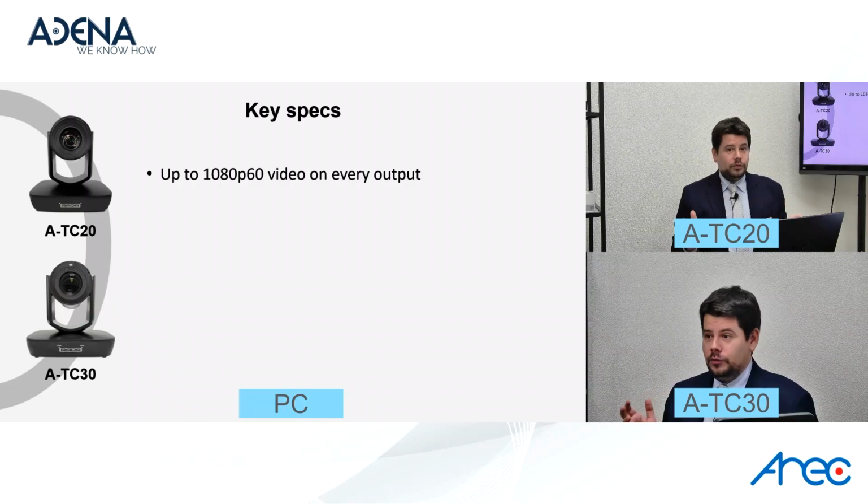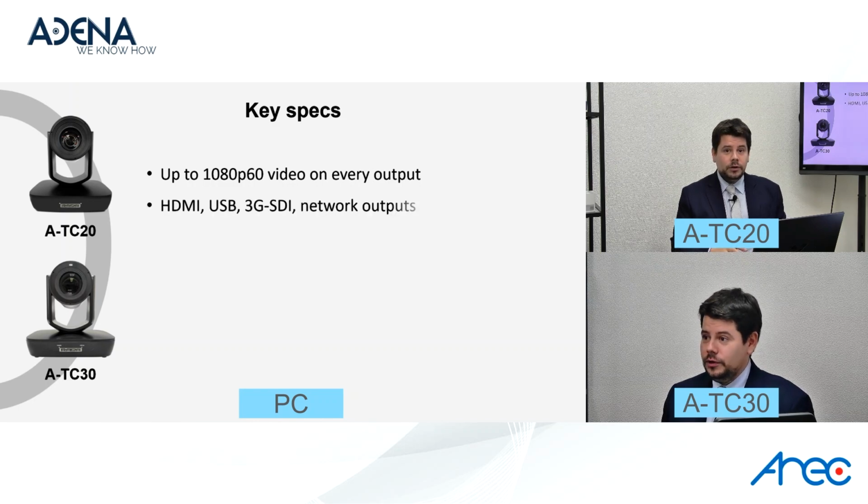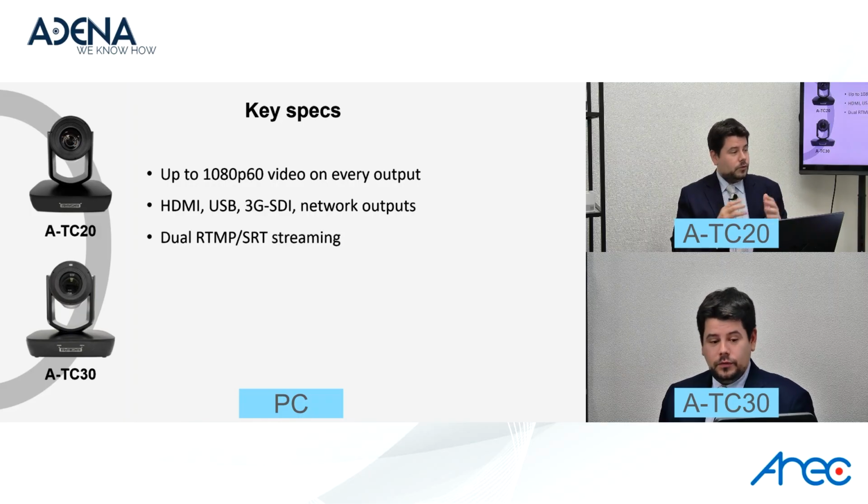So when it comes to the video outputs, both of these cameras are able to output 1080p60 on all of them. And the outputs here include HDMI, USB, 3G SDI, and network. And there are ways for these cameras as well to do live streaming. So both of these cameras can do 2 live streams at the same time directly via RTMP and SRT. So you can use them by themselves, or you can use them together with AREC, using them as sources. You can also use them as conference cameras, and you can do all of that at the same time.